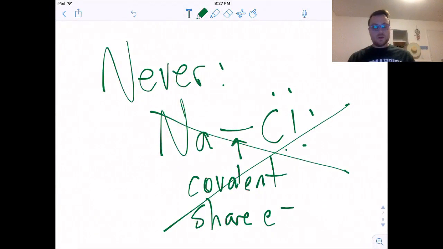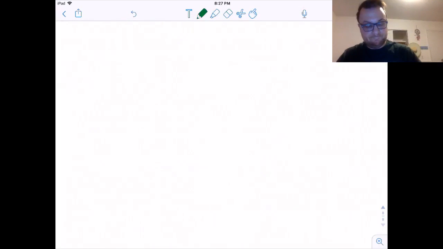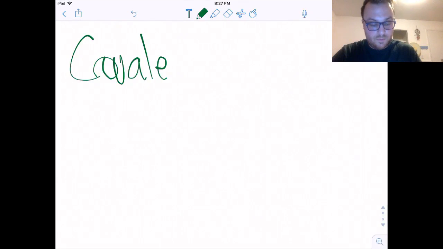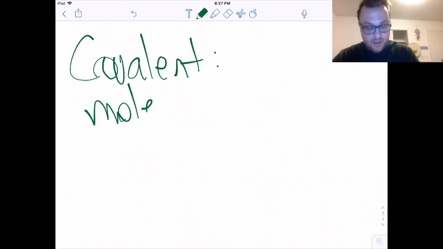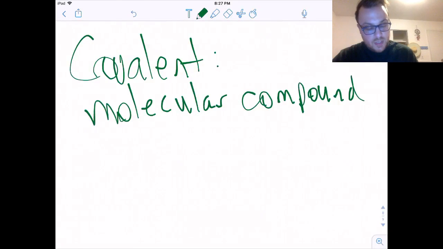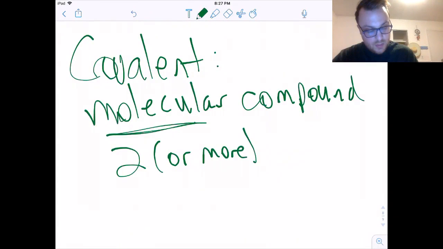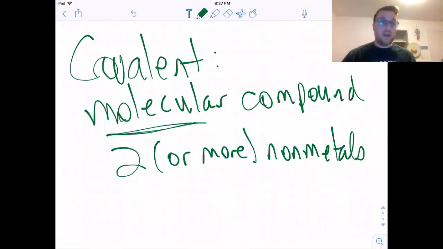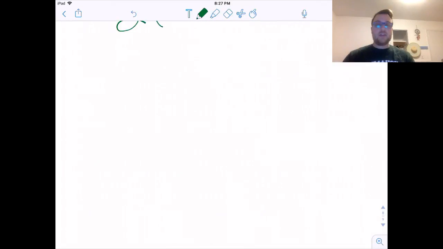A covalent bond is seen in molecular compounds, and these are two or more nonmetals. Either way, when you look at the formula, it will always be nonmetals. So, when you're drawing covalent compounds, this is a trick. If you go on further in your chemistry careers, this will not help you draw dot structures of a covalent compound. But in Regents chemistry, this is perfectly fine.